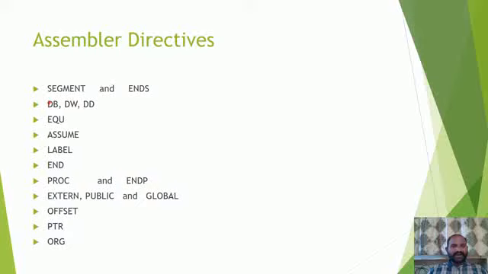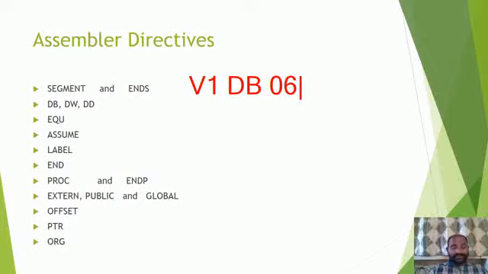After that we have seen that DB is nothing but define byte, DW is nothing but define word, DD is nothing but define double. Define byte means defining an 8-bit variable, define word a 16-bit variable, define double a 32-bit variable. So let us suppose I have variable 1 and I would like to declare an 8-bit number. This is the declaration of the 8-bit number using the define byte directive.